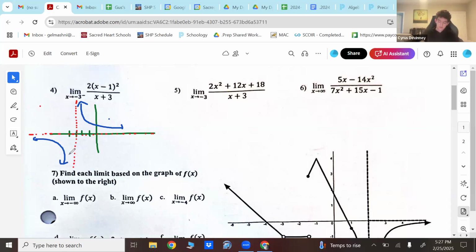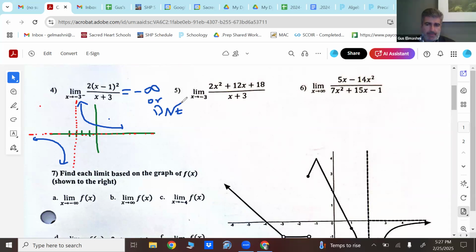Okay, this looks like that. So what's happening is as you're approaching negative 3 from the left side, it's going down forever. So you get negative infinity, or DNE.